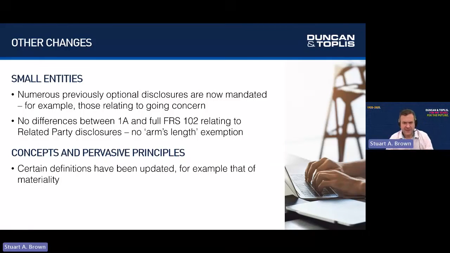The biggest one, though, for me is that moving forward, there'll be no difference between Section 1A and full FRS 102 relating to related party disclosures. As it stands, those using Section 1A have this arm's length exemption. So if a related party transaction currently happens at arm's length, you don't need to disclose it. Well, that's changing. All the related party disclosures required by full FRS 102 will now be required to be made for those using Section 1A as well.